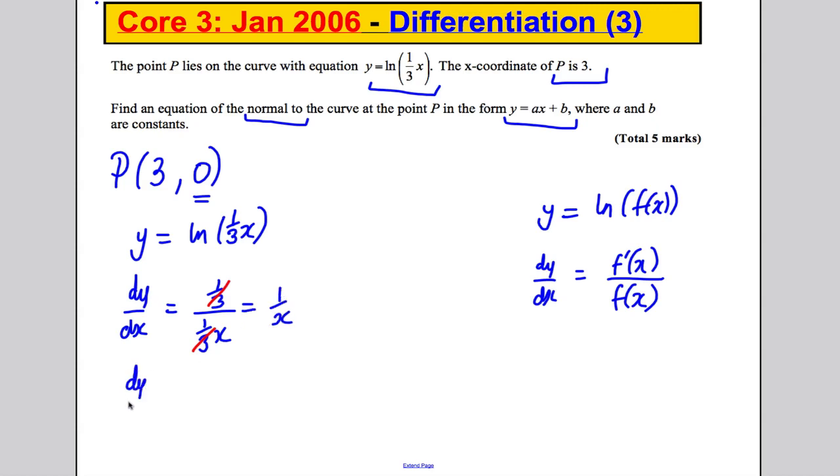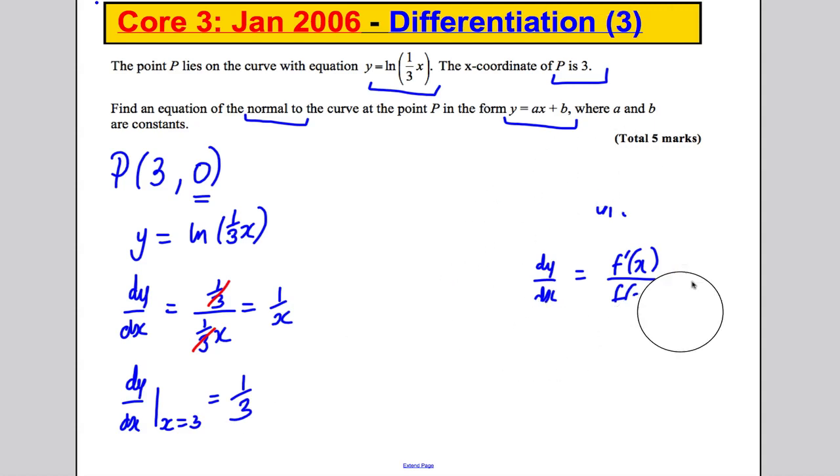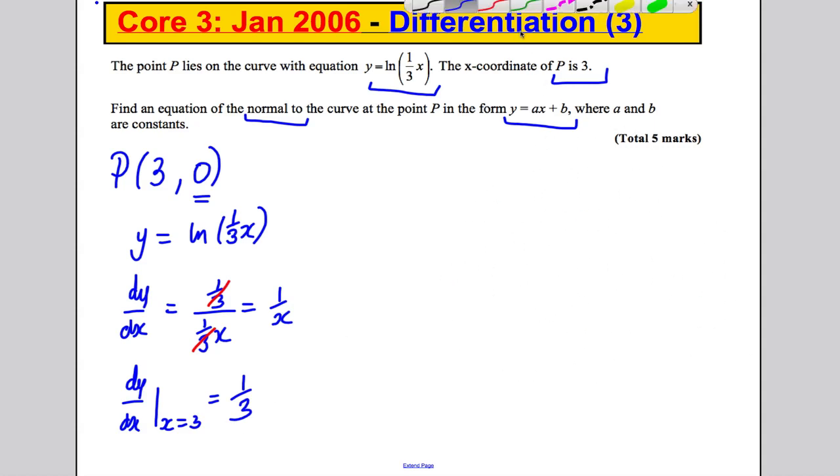So what is in particular dy by dx at the value x is equal to 3? Well, it's equal to a third. Okay, I'm just going to rub this out over here. You should again work down the page. I'm going to work across just to save space.